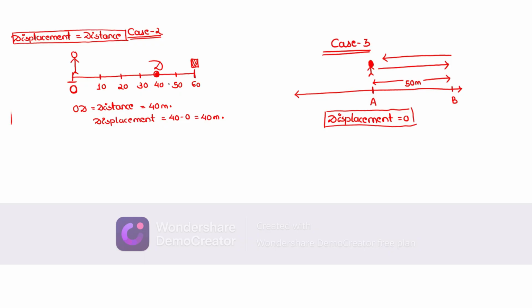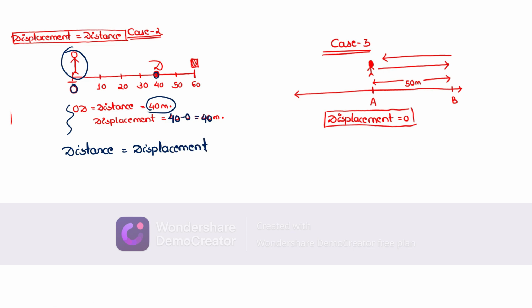In the next case we will prove how displacement is equal to distance. As you can see, a person started walking from point O to D. What is the distance? Clearly this is 40 meter. The displacement, with final point 40 and initial point 0, is also 40 meter. So we found that distance is equal to displacement. This is the proof for note 1. Now let's go for note 2.